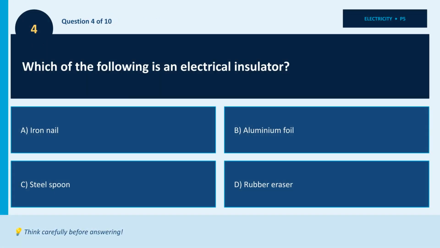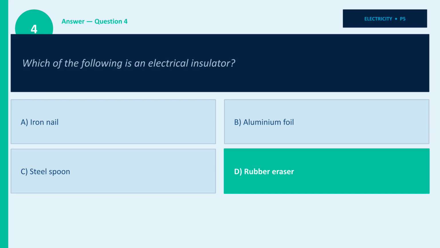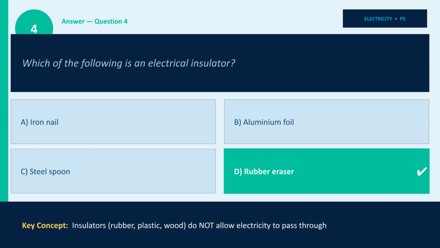Question 4. Which of the following is an electrical insulator? Recall materials that do not allow the flow of electricity. The correct answer is D. Rubber eraser. Insulators like rubber, plastic, and wood do not allow electricity to pass through.